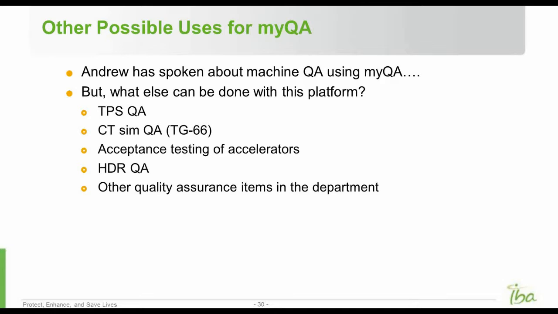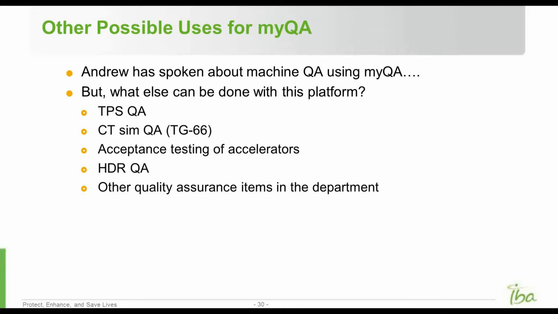Your department is more than just your LINAC. You have all manner of other things that have to be QA'd. Your TPS: where are you going to store this, and how are you going to trend this? Your CT SIM QA: we've got TG66 that uses phantoms. We've got dose measurements that have to be made, monthly and annual tests, and daily. Acceptance testing of a LINAC is one that most people don't think of very often, only when you get a new machine.